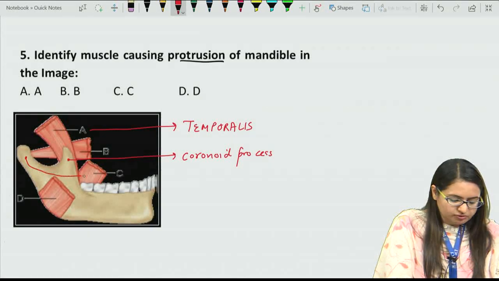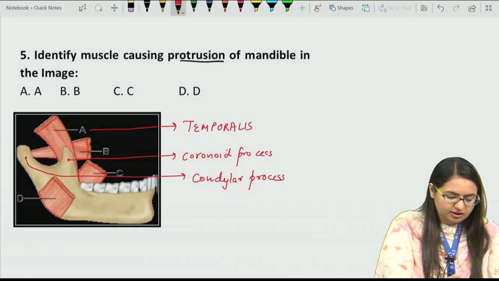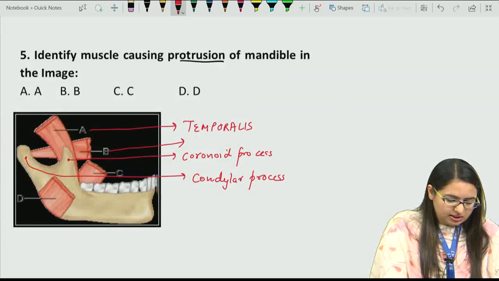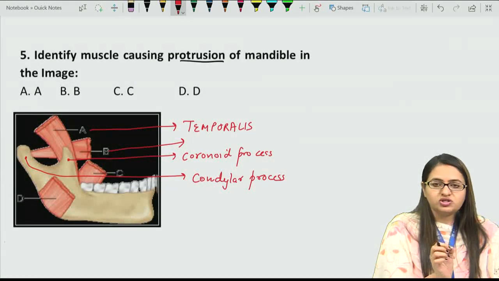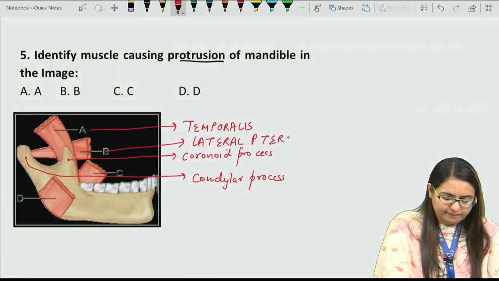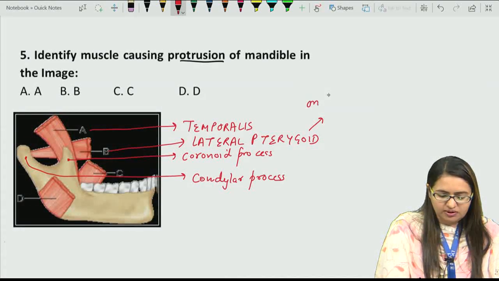This process over here is the condylar process, and the muscle B which has been shown is actually attached to the condylar process. This muscle is inserting into a depression just anterior to the condylar process, and that depression is known as the pterygoid fovea. The muscle which is attached over here is the lateral pterygoid. The lateral pterygoid muscle is attached to the pterygoid fovea.